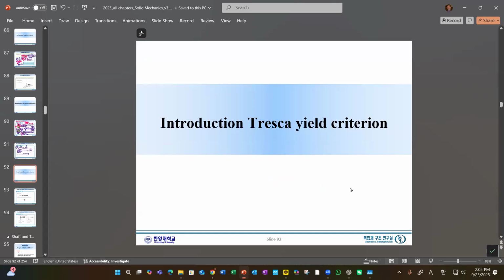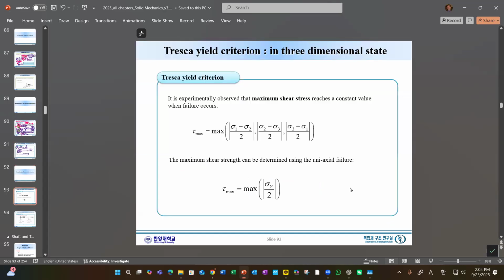Now the Tresca yield criterion in a 3-dimensional state. Well, the von Mises is one, and this is another theory. You may come up with your own theory, no problem. But the point is that people have to accept it. So the Tresca criterion is a little bit different equation.